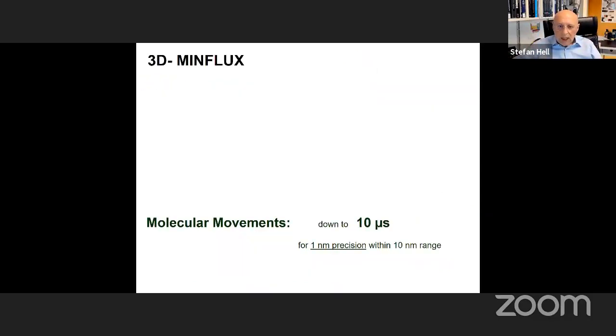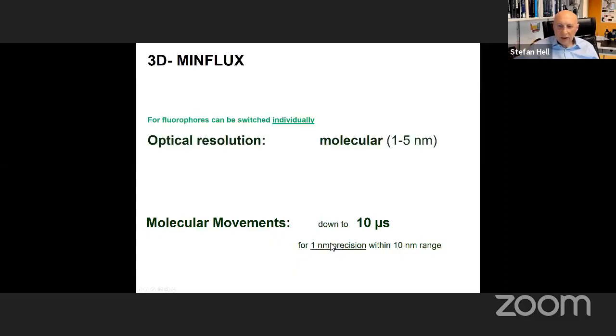Okay, now, so where is the limit? The conceptual limit, in my view, is you need 10 microseconds in the end for 1 nanometer precision within a 10 nanometer range, which is bold, of course, but I think it's reachable. We are not there yet, but I think it's possible. Keep in mind, 1 nanometer precision, that is of the order of the molecule itself, the fluorophore itself.